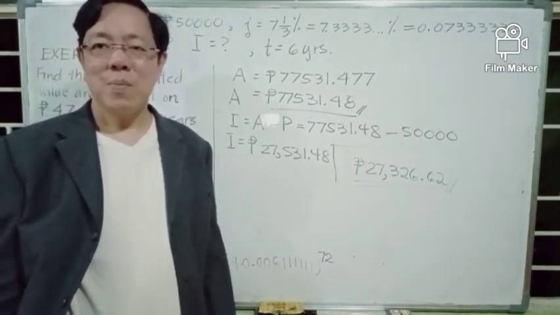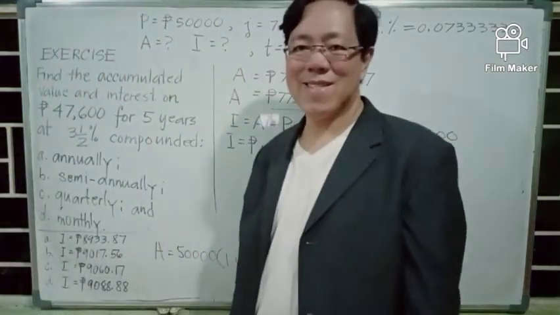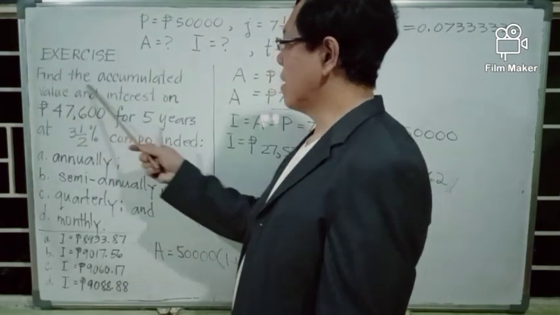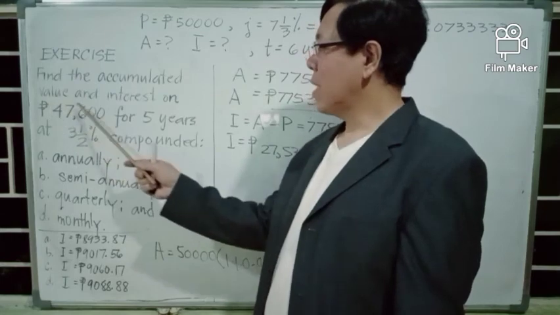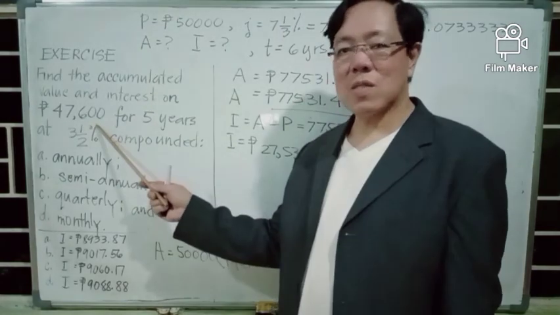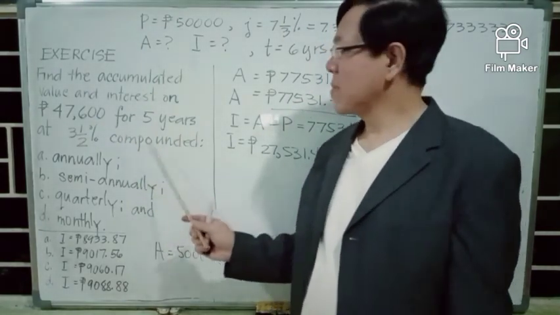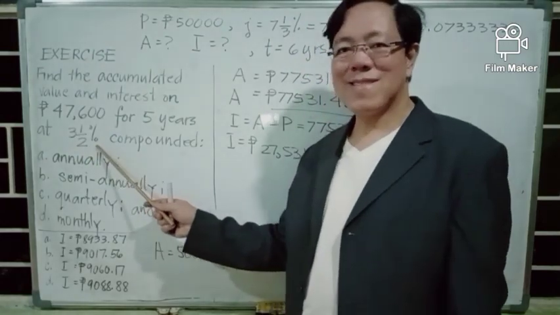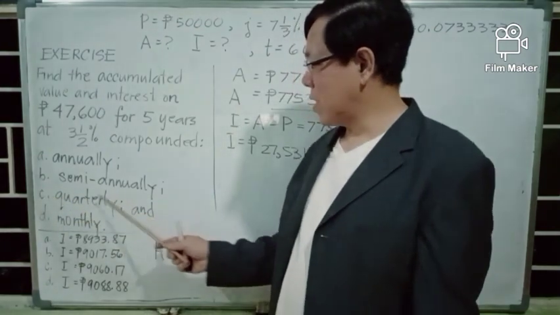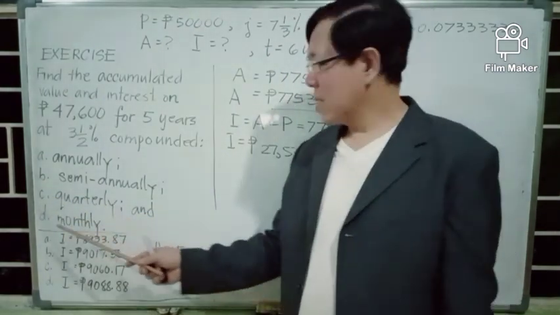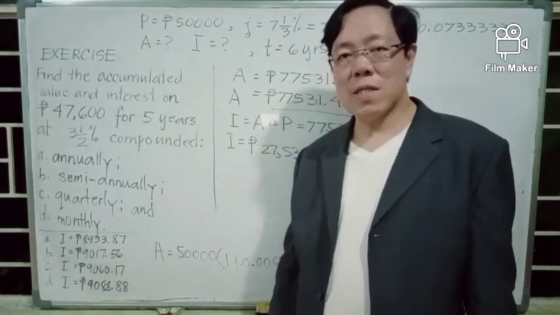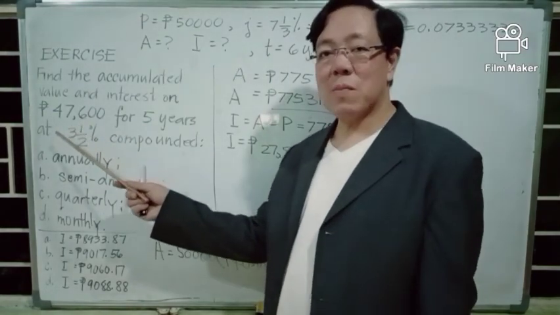Now for your practice, please try the following problem. Exercise: find the accumulated value and interest on 47,600 pesos for 5 years at 3.5% compounded. Letter A, annually. Letter B, semi-annually. Letter C, quarterly. And letter D, monthly.